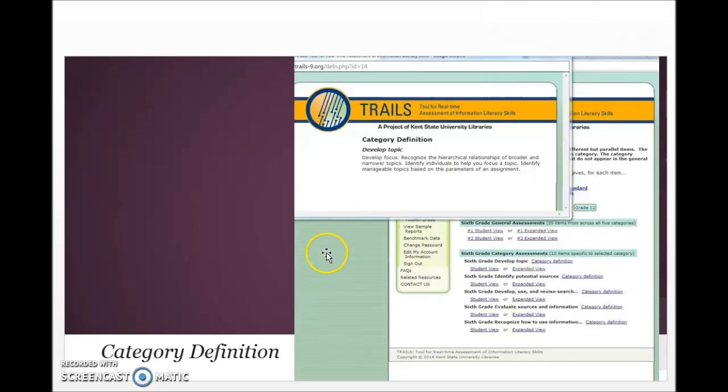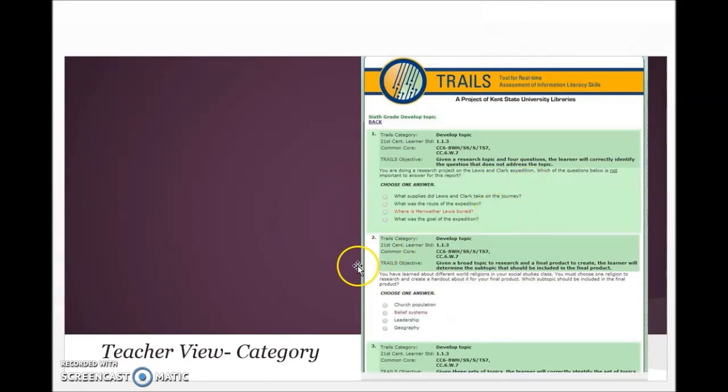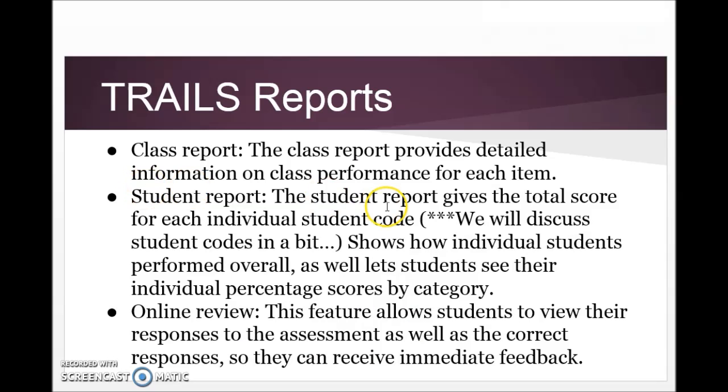So if you were to go into the category definition, developing a topic, that would be one example of those categories. In the teacher view for the category, again, they see the question, they see all of those standards, and then they see the correct answer in red. The nice thing about it is you can create class reports and student reports, so individually the students know exactly how they performed compared to everyone else.